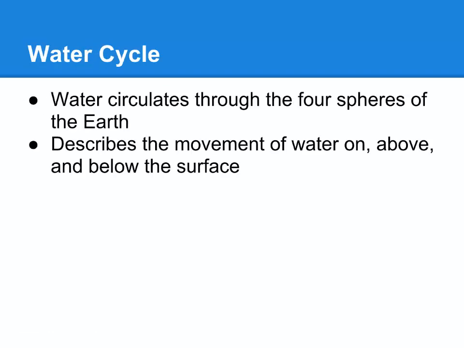The water cycle. Let's start off by talking about what it is. Water is always circulating or moving throughout the four spheres of the earth in what is known as the water cycle. Other textbooks or websites also refer to it as the hydrologic cycle. Two names, same idea. The water cycle really is just describing that movement of water on, above, and below the surface of the earth.